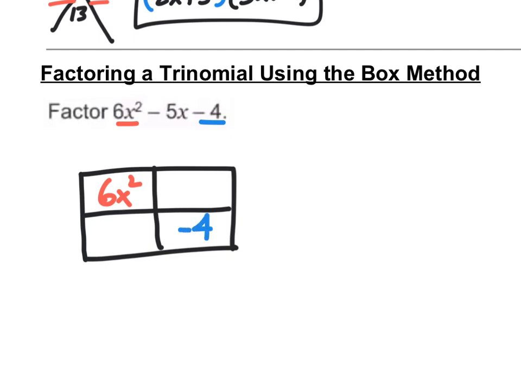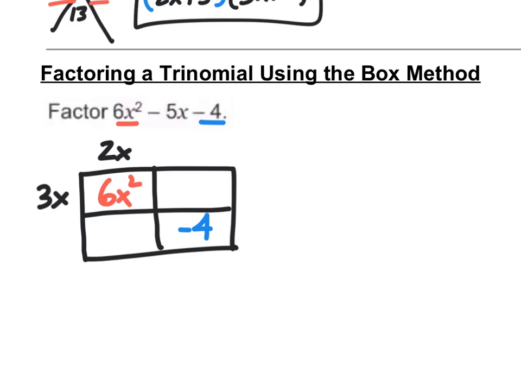Now the question is, what 2 things can I multiply together to give me a 6x squared? So the 2 numbers that I can multiply to get 6 would be 2 and 3, and then we'll just attach an x on them. So I'm just going to put a 2x here and a 3x here. Doesn't matter. I could flip-flop these. Doesn't matter where I put them.